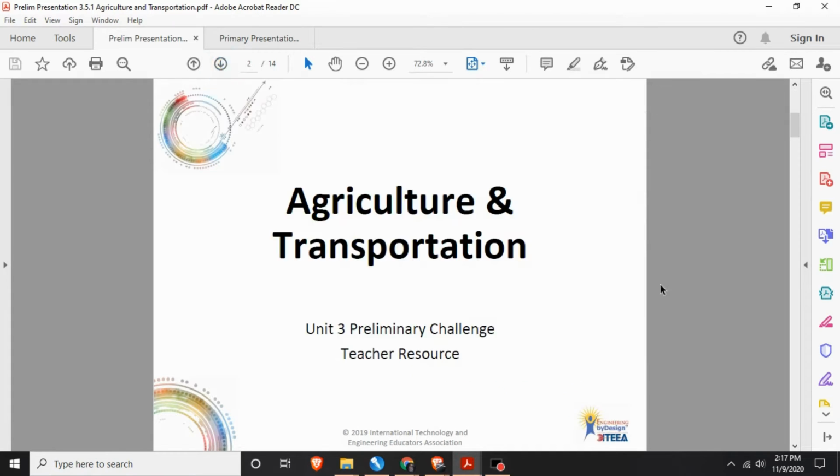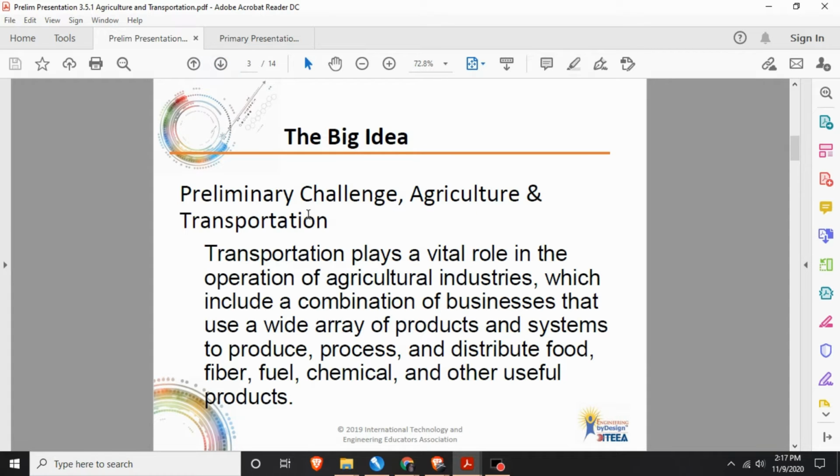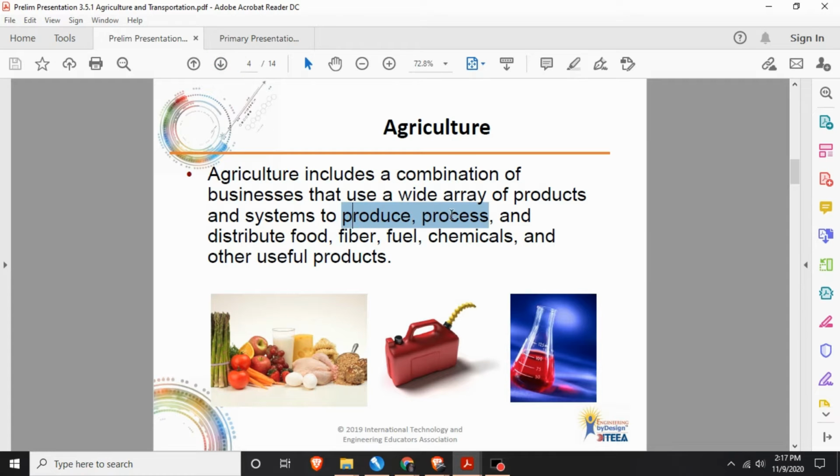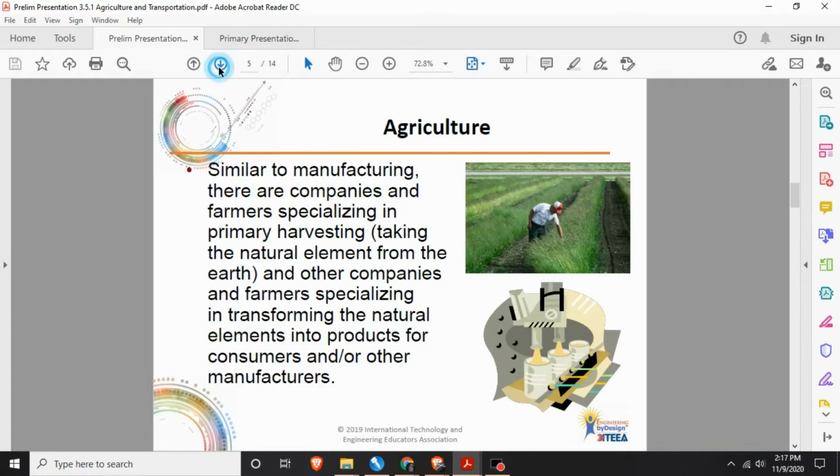It should be short and sweet. Today we're talking about agriculture and transportation. Transportation plays a vital role in the operation of agricultural industries, which include a combination of businesses. They use a wide array of products and systems that produce, process, and distribute food, fiber, fuel, chemicals, and other useful products. So we're dealing with another one of these. It's a very broad definition, but still a very targeted one at that.